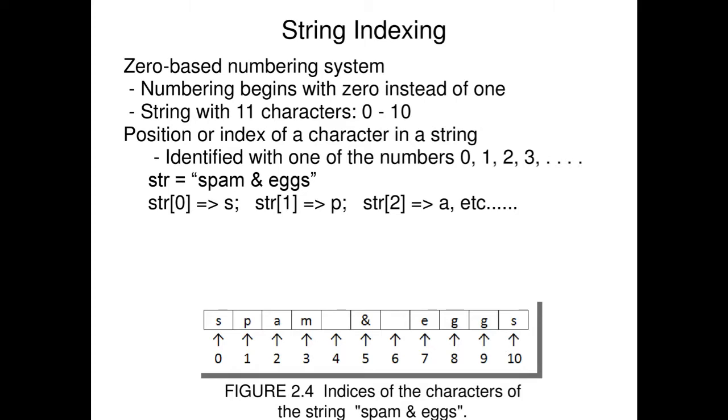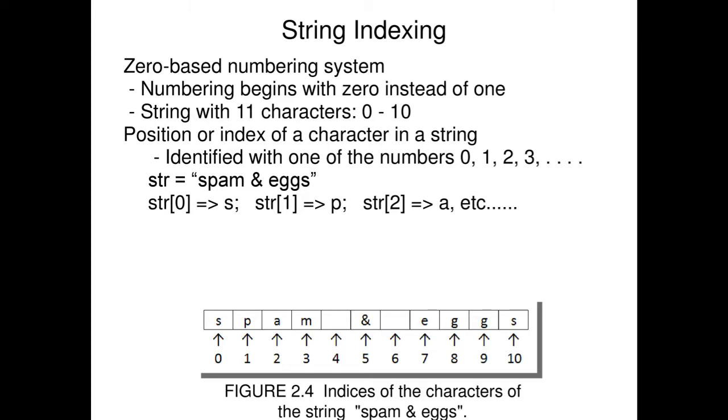We can reference any character within this string variable using an indexing system, using the square bracket. So we can refer to the first character, which is the s, as str with square bracket 0, and str square bracket 1 as the second character, which is p, and the third character can be indexed by str square bracket 2.